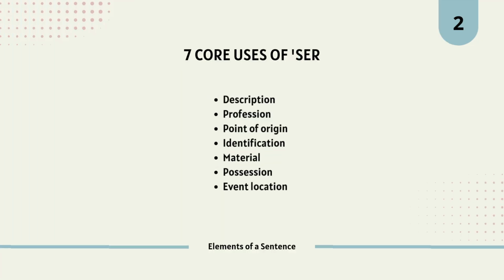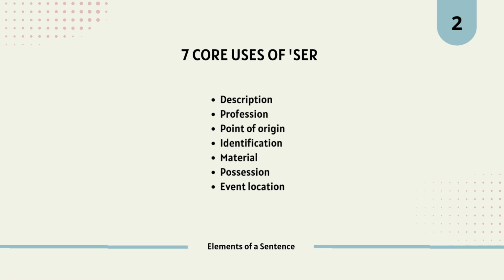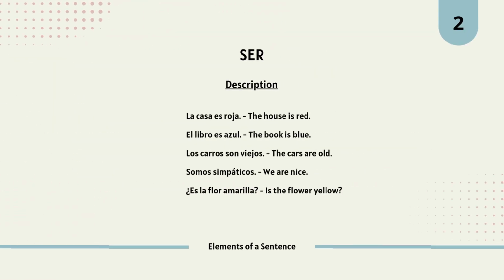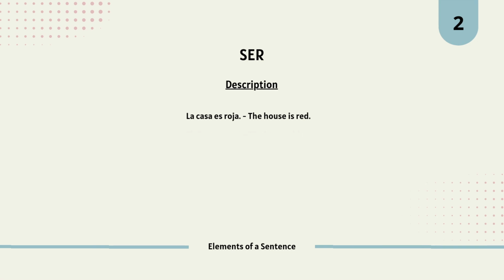Ser is used to express basic concepts: description, profession, point of origin, identification, material, possession or ownership, and where an event takes place. Let's start with the description. Let's see some examples. La casa es roja. The house is red. El libro es azul. The book is blue.